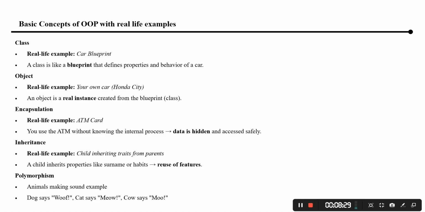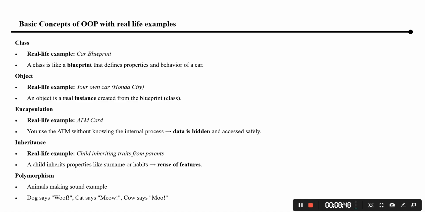Inheritance, coming to the inheritance, the real life example is a child inheriting the traits from the parents. That is like features, habits, surname, and so on. So these are being inherited from their parents. That means reuse of the features.